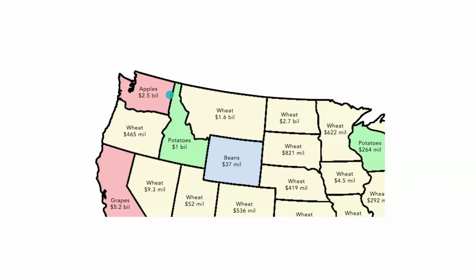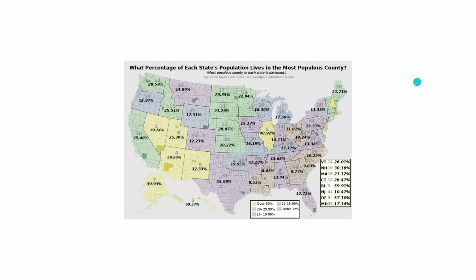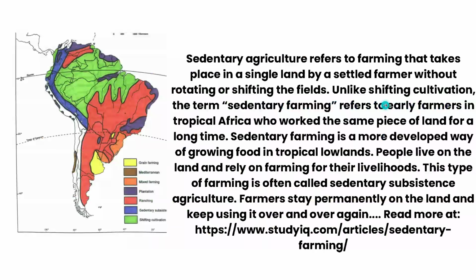You can see what is grown in North America: apples, wheat, grapes, wheat is mostly extensively grown, potatoes, beans. Okay, these are extensively grown. It doesn't mean that other crops like barley are not grown, but not to this extent. Now, see the population in the most populous countries. Now, you can see the names. This is the population of each place.